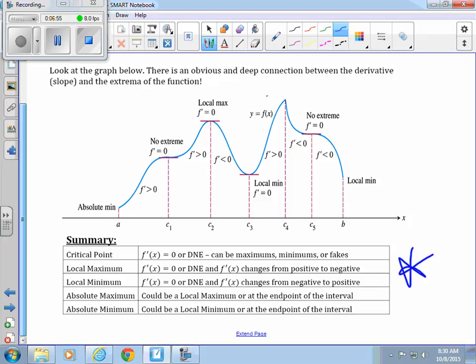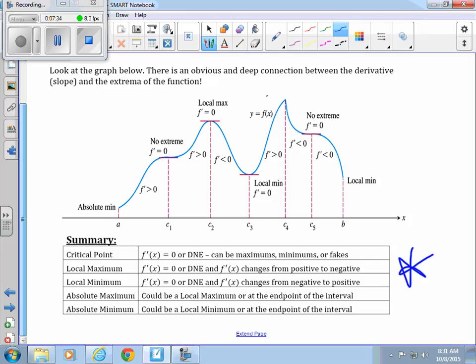Critical points are when the first derivative is 0 or does not exist. They can be maximums, they can be minimums, or they can be neither one. This says "fakes." I don't really like that word, but the book I got this from used it. But they can be maximums, they can be minimums, or they can be neither one. So fakes. Right. Like if you thought it might be a maximum or minimum, but it wasn't, so it faked you out.